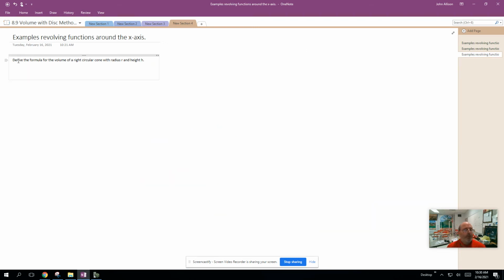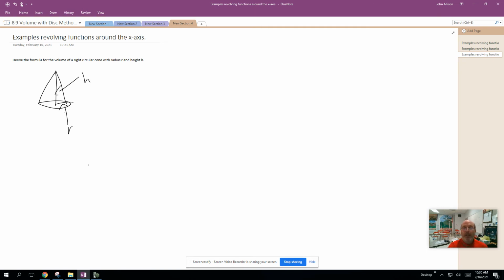This is a fun one. We're going to derive the formula for the volume of a right circular cone with radius r and height h. And I'm going to do that. Remember, a cone looks like this. So we got the radius r and the height is h.